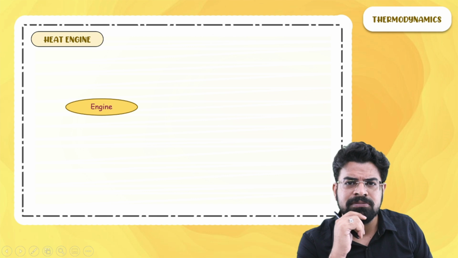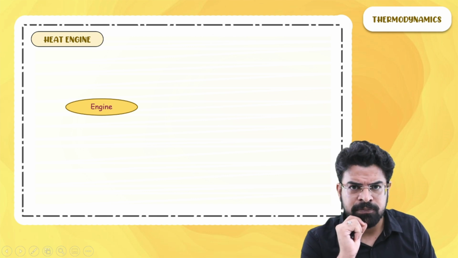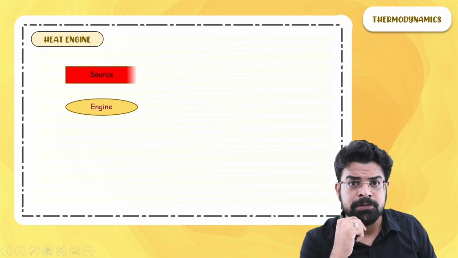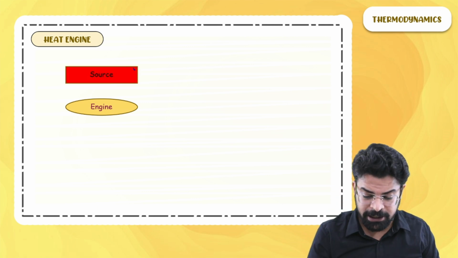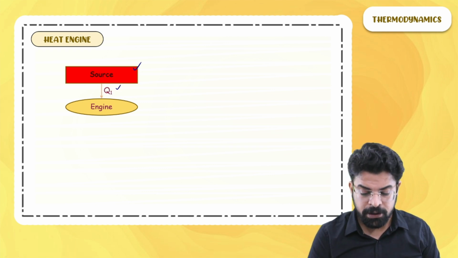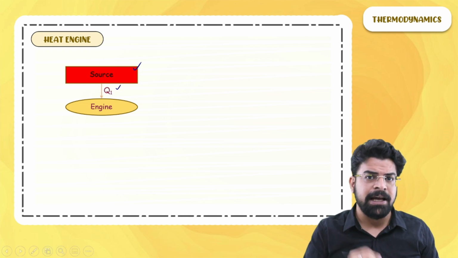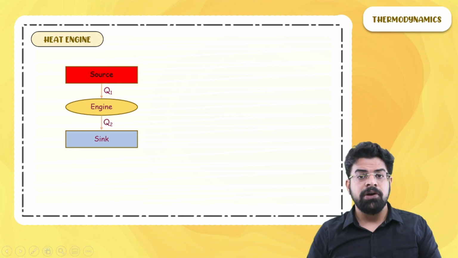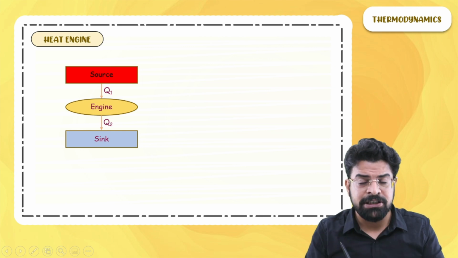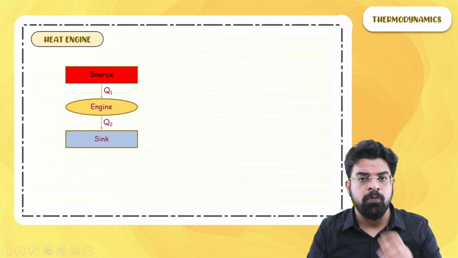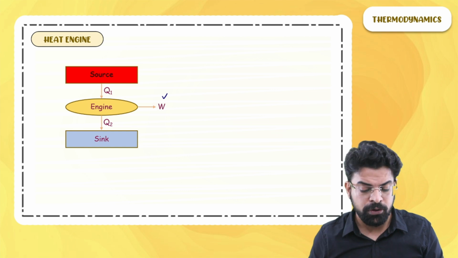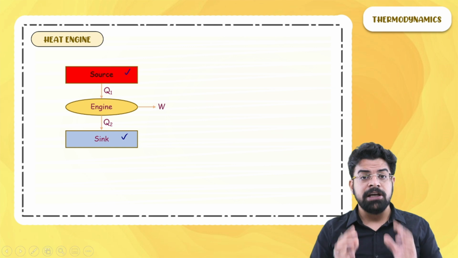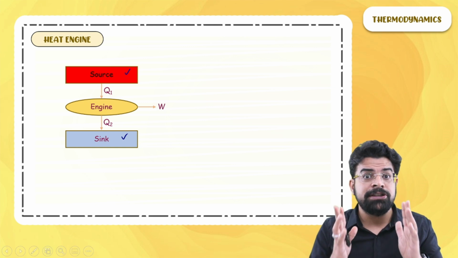What is an engine? Sir, engine is a device which converts heat into work. So the engine absorbs heat from a source which is at higher temperature, let's say Q1, and discards some part of this heat energy to a sink at lower temperature, let's say Q2. And while doing this heat exchange, it converts some part of the heat into work, and let's say it gives a work output W. Here remember that the source and the sink are assumed to be of infinitely large heat capacity.